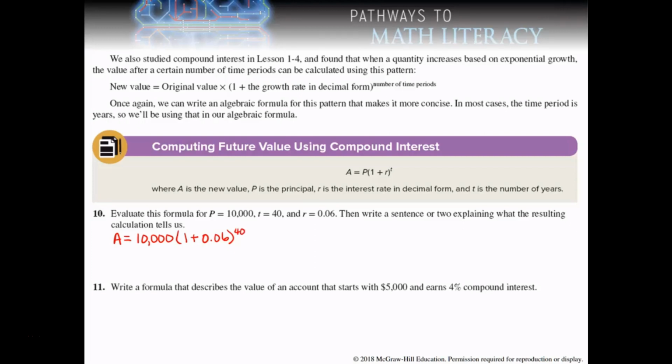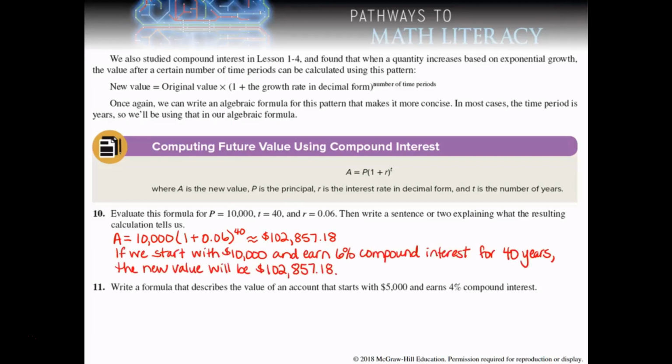You can go ahead and calculate that out, and that comes out to about $102,857.18. And then they ask us to write a sentence or two explaining what that tells us. They're really just asking for you to label all of the things that you plugged in. So if we start with a principal of $10,000 and we earn compound interest of 6% a year for 40 years, then after that time we will have $102,857.18.